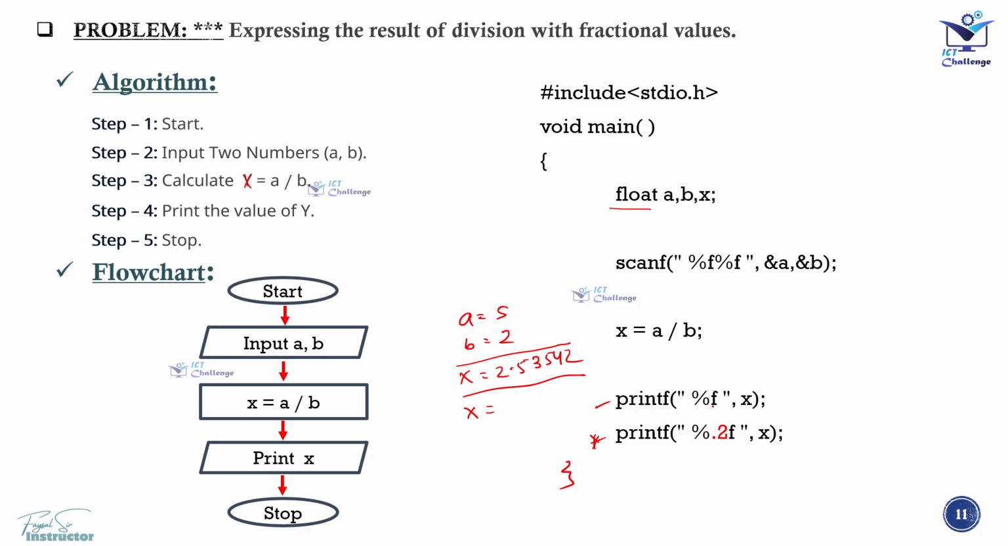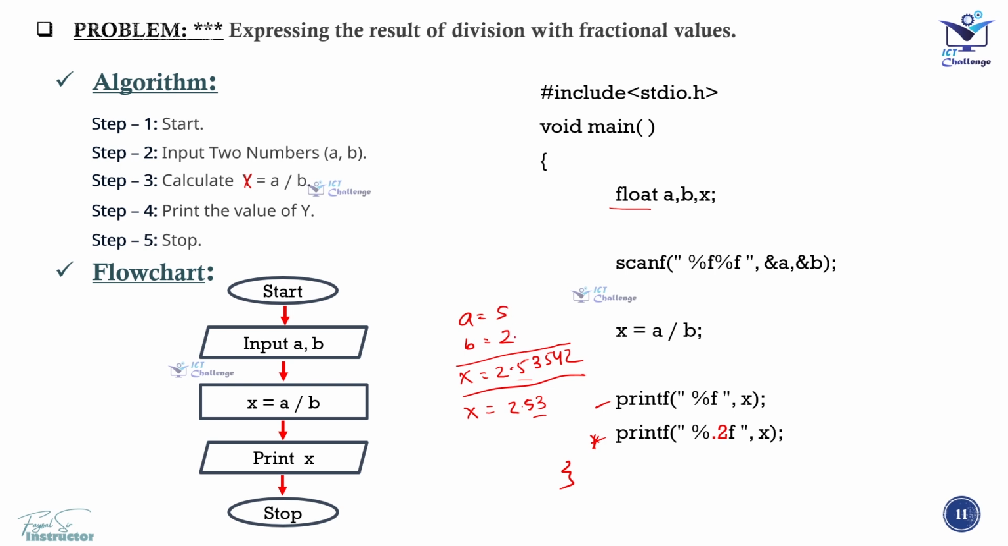So here, between the percent and f, we use 0.2. That means we only need 2 digits after the decimal point. So for this printf you will get 2.53, just 2 digits after the point. And if you write this other printf, that means you will get the full result.